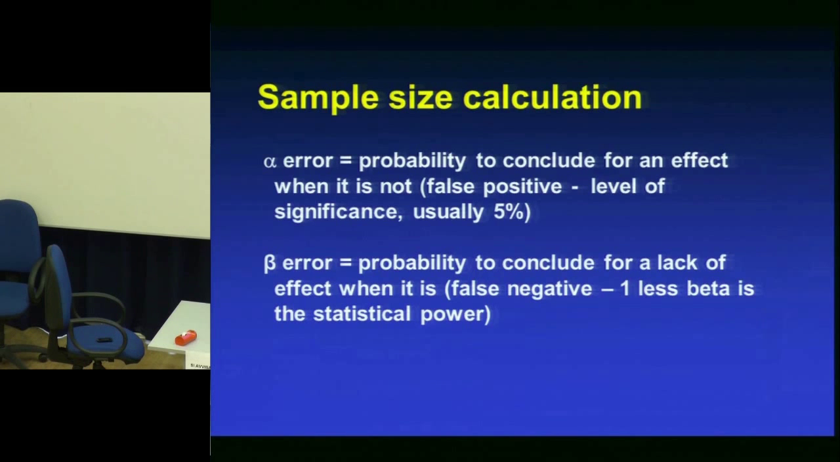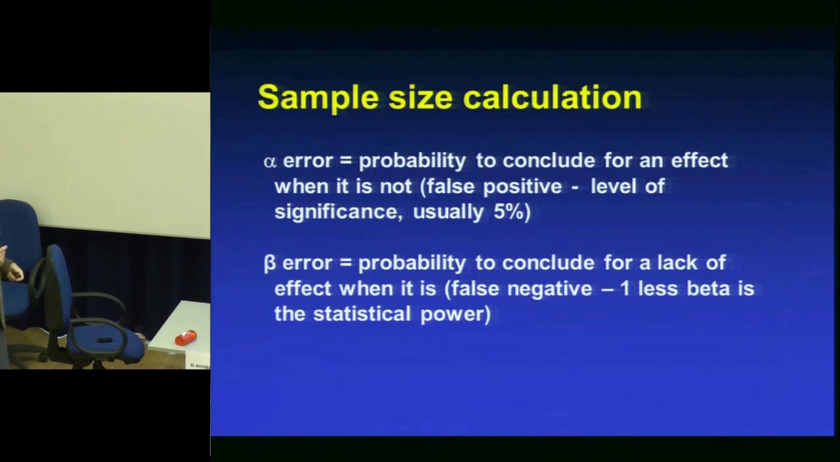Beta error has a relation with the statistical power. It's the probability to conclude for a lack of effect when there is one. So false negative results, usually 20%. That's a convention. You can also have a study with 1% false positive. If you want an alpha error of 1%, what happens to your sample size? Increase or decrease? Increase dramatically. If you choose 10%, the sample size decreases.